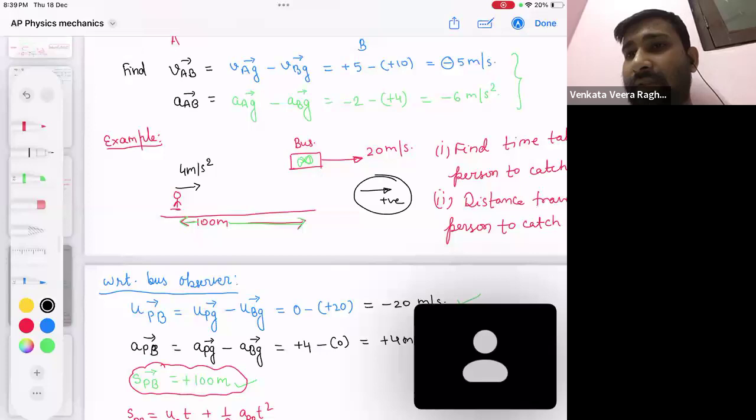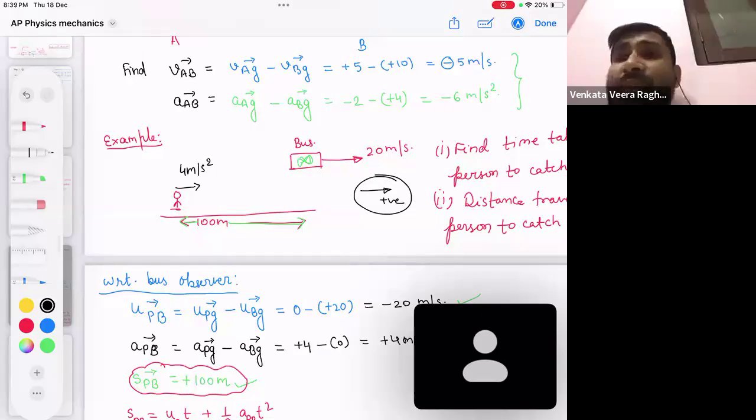So sometimes, instead of looking at the motion of two different objects, we can see the motion of one object with respect to another one, and then we will be able to solve the question. Okay. Understood? Please tell me. Yes, sir. Understood.